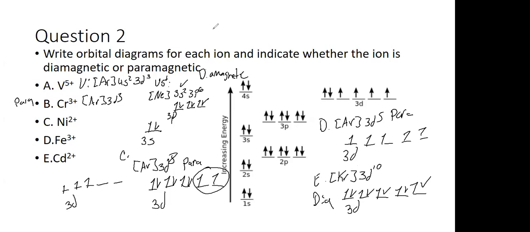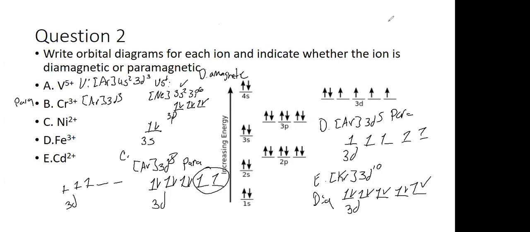All right. Any questions about creating our electron diagrams and determining if something's diamagnetic or paramagnetic? All right, if not, we can move on then. Oh, looks like we do have a question. So you just ignore the 4s shell and follow the 3d shell?